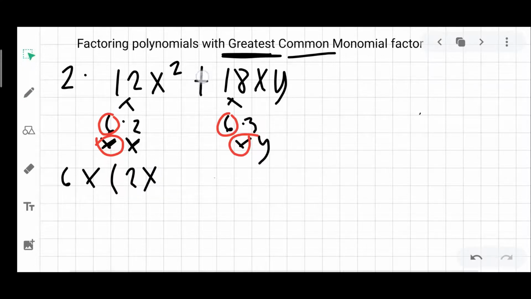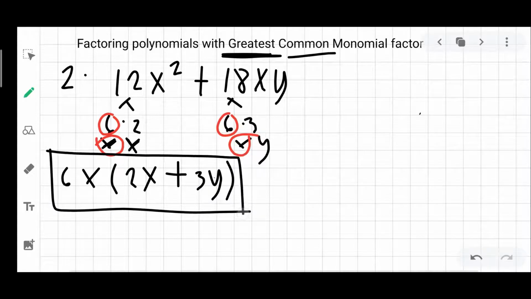Copy the sign, positive. Don't forget the sign, okay? Next is, for 18xy, ang natira na lang na factors niya dito is 3 and y. Sulat natin. And this is our final answer.